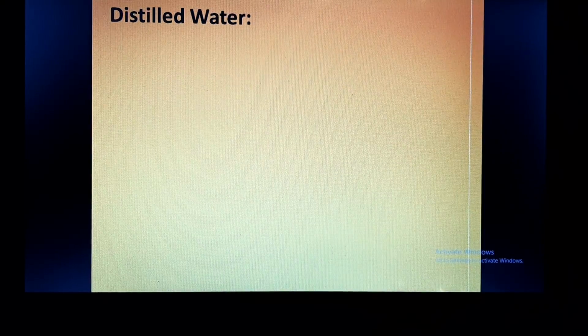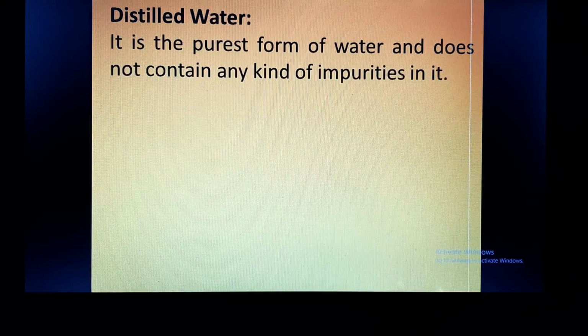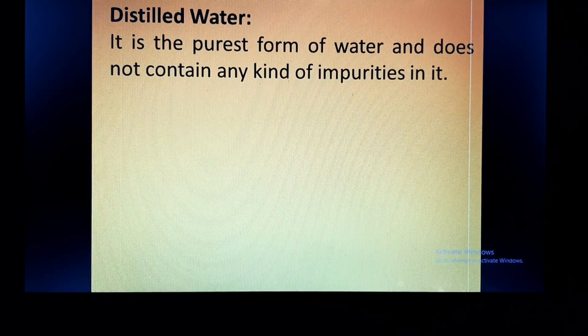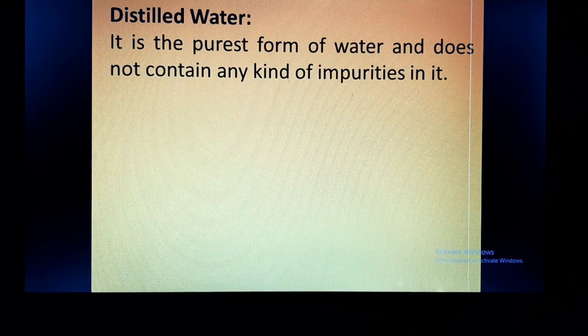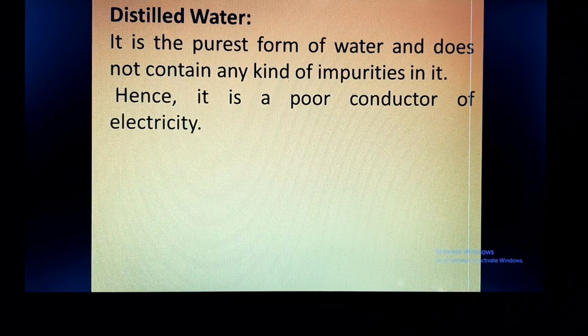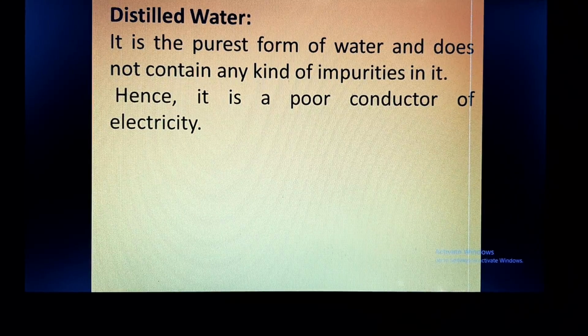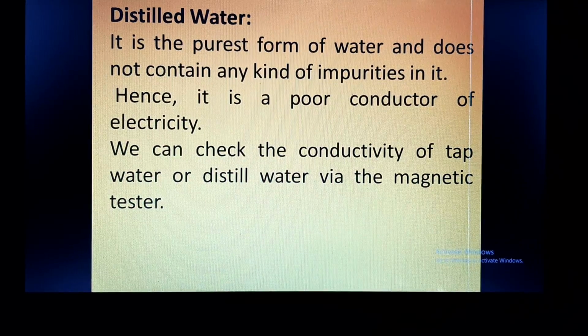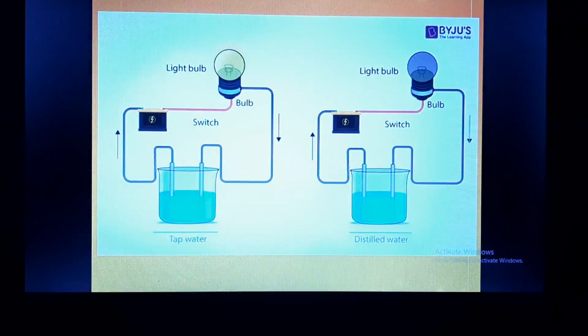Now, if we talk about distilled water, distilled water, as we know, is the purest form of water and it does not have any kind of impurity. That means it does not have any salt, acid or bases. Hence, when electricity passes through it, there will be no ions or charged particles. Therefore, it will be a poor conductor of electricity. Now, how can we check the conductivity of water? We can check the conductivity of water by a tester.